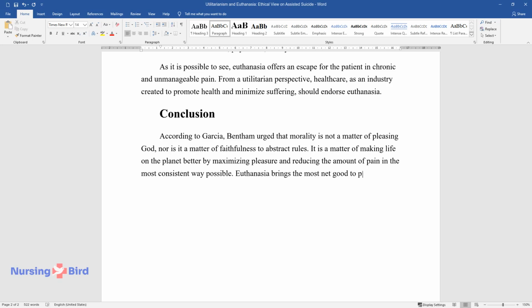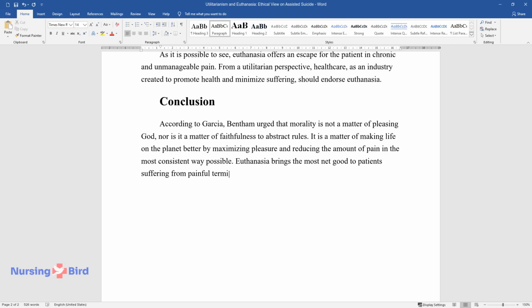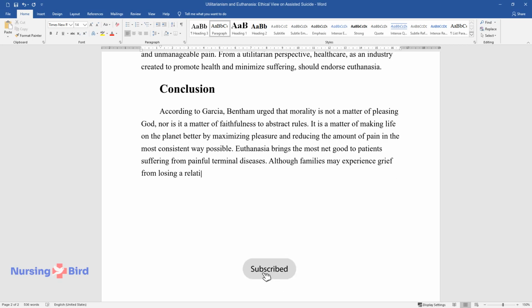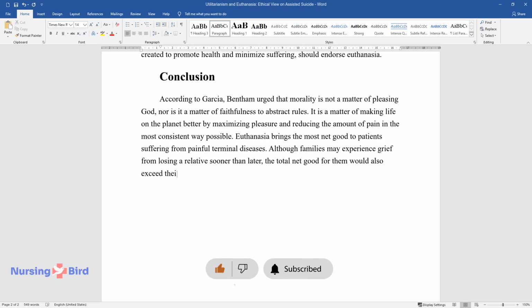Euthanasia brings the most net good to patients suffering from painful terminal diseases. Although families may experience grief from losing a relative sooner than later, the total net good for them would also exceed their suffering in the midterm and long-term perspective.